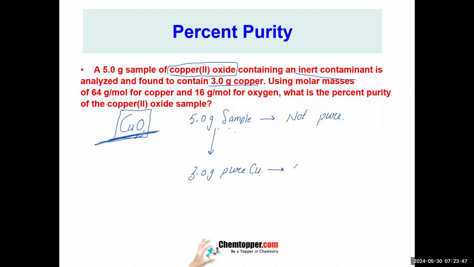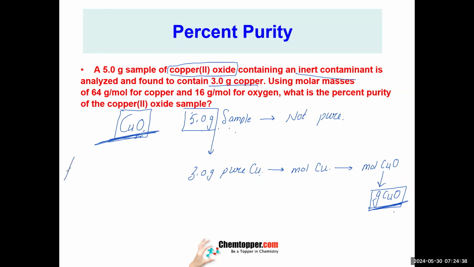Can I convert this grams of copper to moles of copper? Can I convert moles of copper to moles of CuO? Can I convert the moles of CuO to grams of CuO? And this is the mass of the pure CuO in the given 5.0 grams. 5.0 grams is not pure. So whatever pure is there, that is going to be here. This is pure. So in 5.0, this much grams of copper oxide is pure. And then you have to work out the percent purity of the sample.